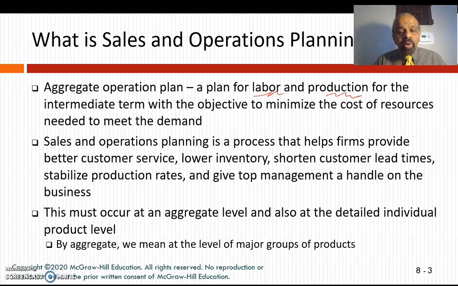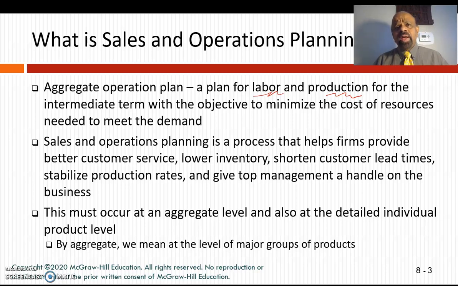Sales and operations planning is itself a process. It helps companies to have better service, make sure that they have low inventories, shorten lead times for customers, and more importantly, stabilize their production rates.